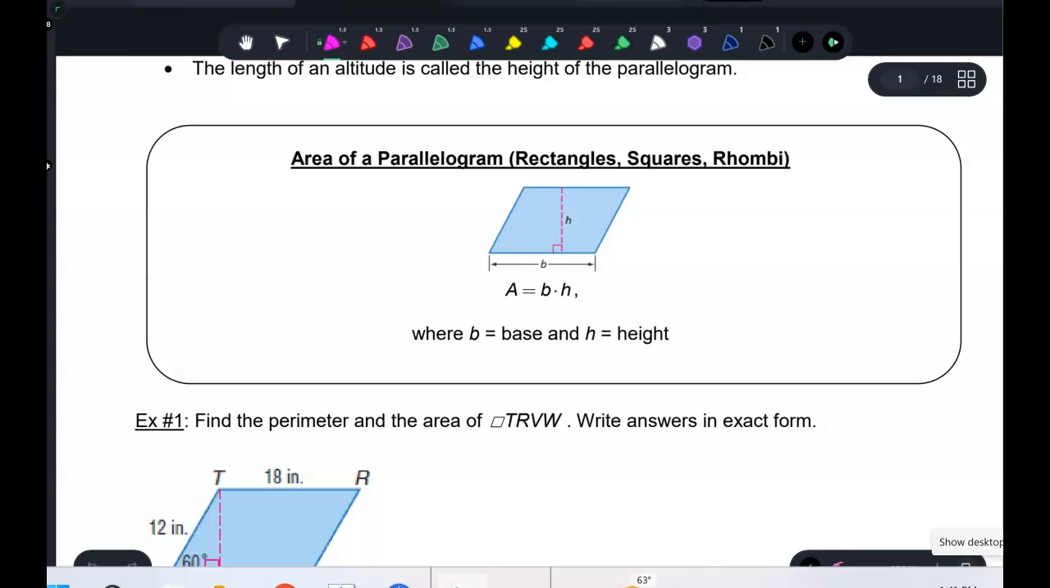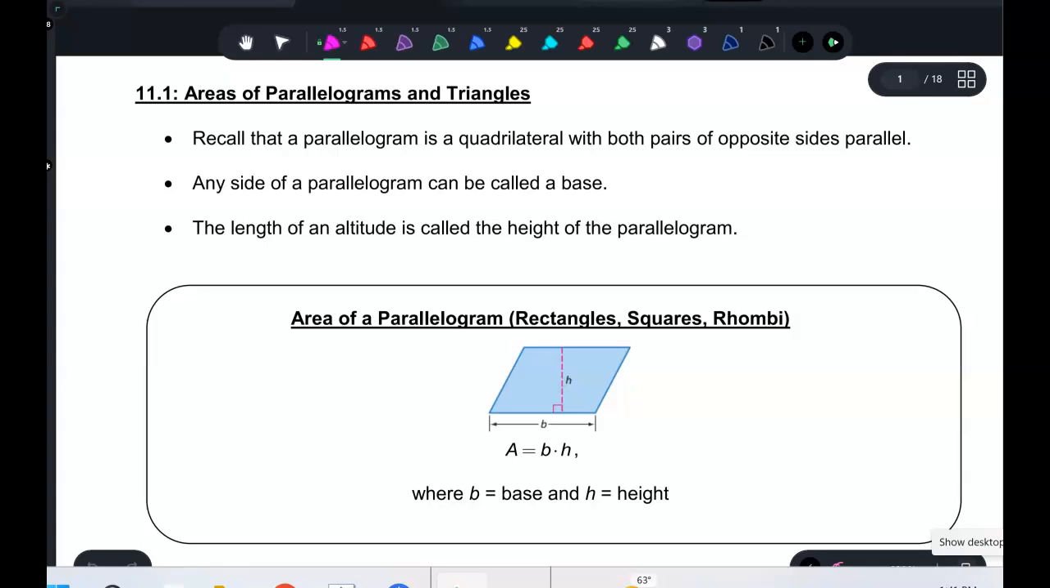All right, area of a parallelogram. Okay, parallelograms. Remember what they are? No. Okay, the definition is part of the word. Parallelogram: two pairs of parallel sides. So here we have two sides. Both pairs of opposite sides are parallel to each other.